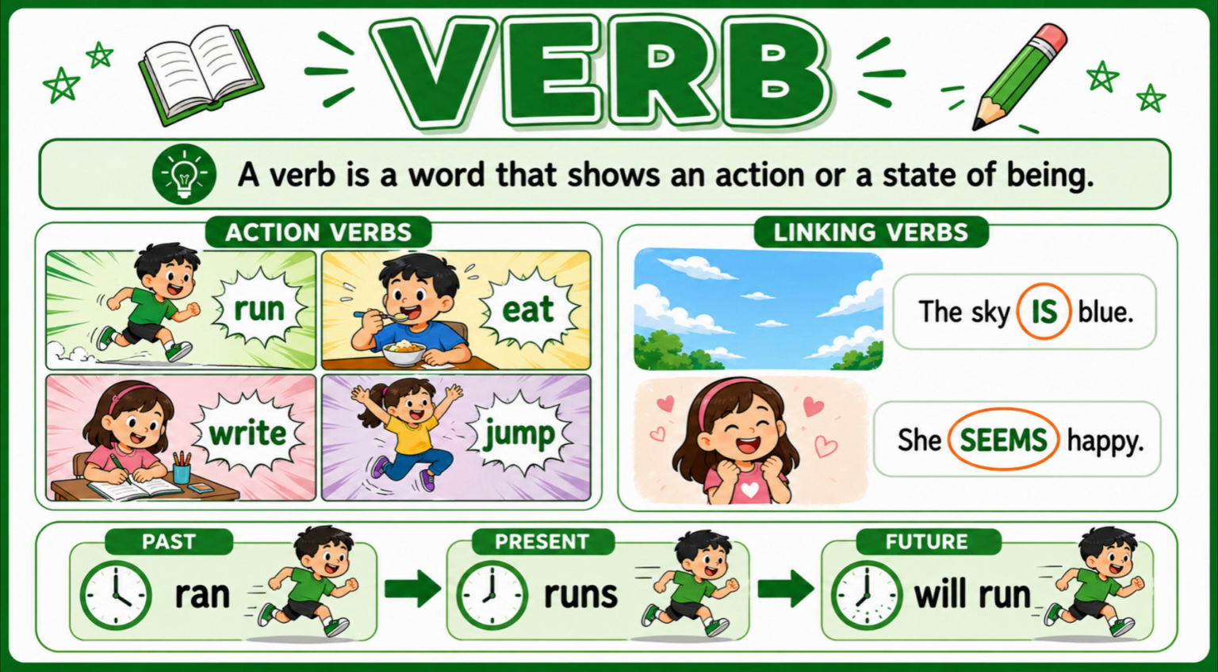Verbs also show tense, meaning they change depending on time. Past tense, she ran. Present tense, she runs. Future tense, she will run. Here is a simple test to spot a verb. Say, I blank every day. If the word fits naturally, it is probably a verb. I run every day. Yes, verb. I table every day. No, that makes no sense.